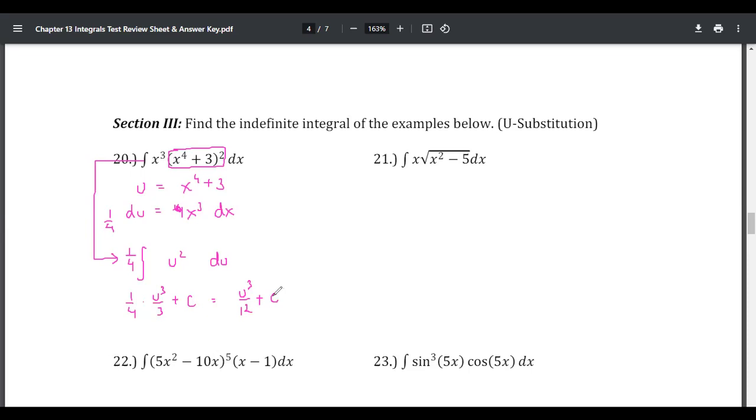All right, and then you put whatever u is back in. Good. So like x to the fourth plus 3, all to the third power. Yeah, good. That's a very good idea.